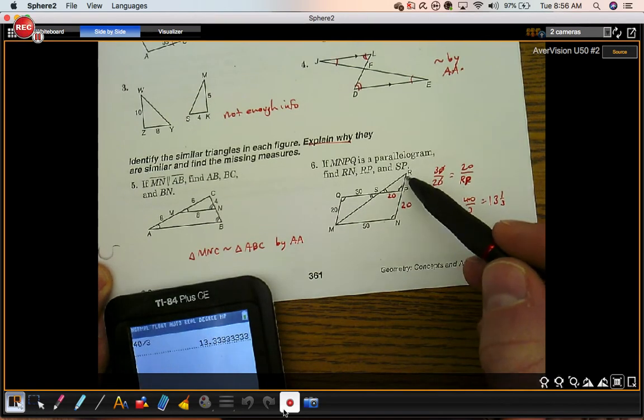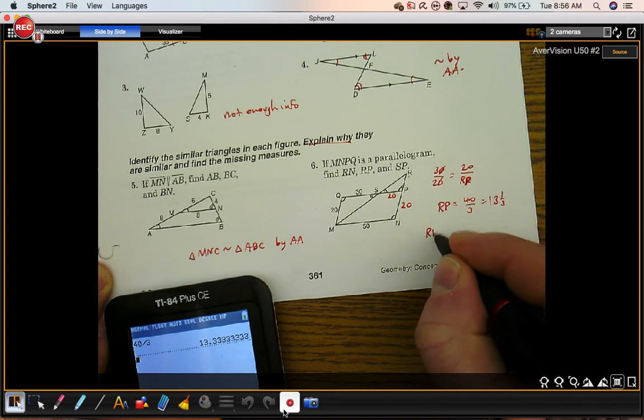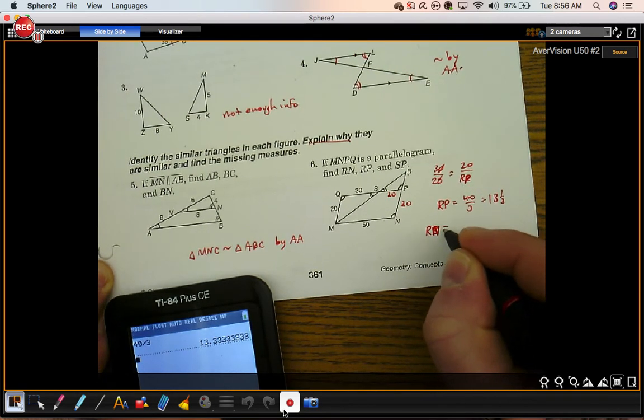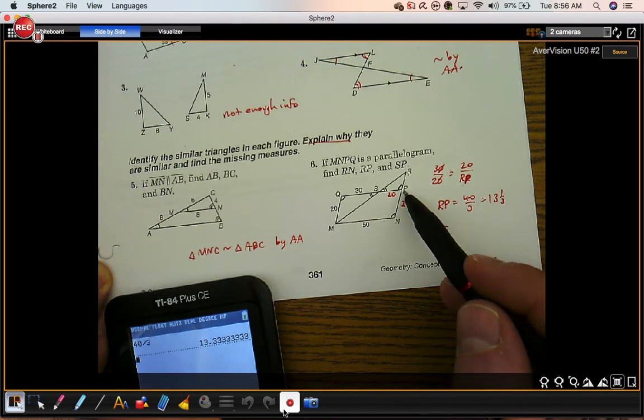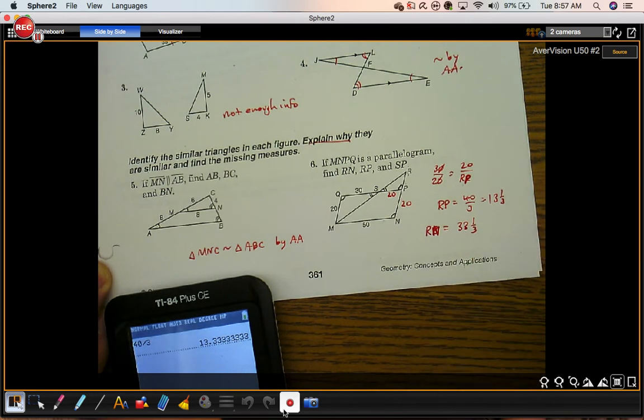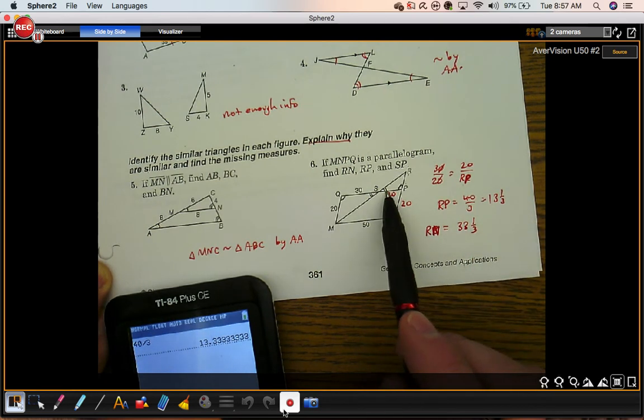So how far is it from R to N? R to N. I keep writing RR. I don't know why. It would be 20 plus that. So it would be 33 1/3. And you want the distance from S to P also, which we found.